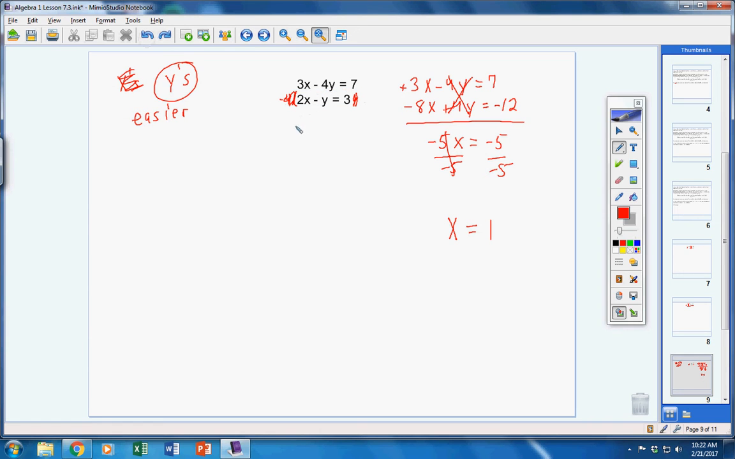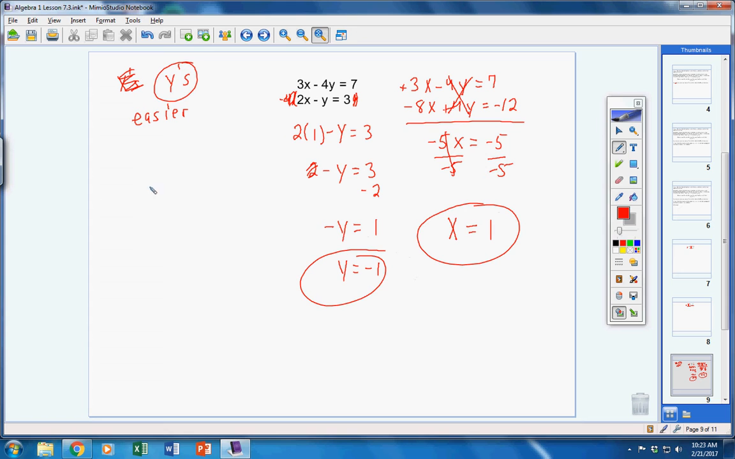So 2x minus y, so 2x, x equals 1, minus y or negative y equals 3. 2 times 1 is 2, negative y equals 3. Bring your 2 over and make it a negative 2. Bring down your negative y equals 1. So if negative y equals 1, then y equals negative 1. Just change both of your signs. So there's your 2 values. So your answer is 1 comma negative 1.